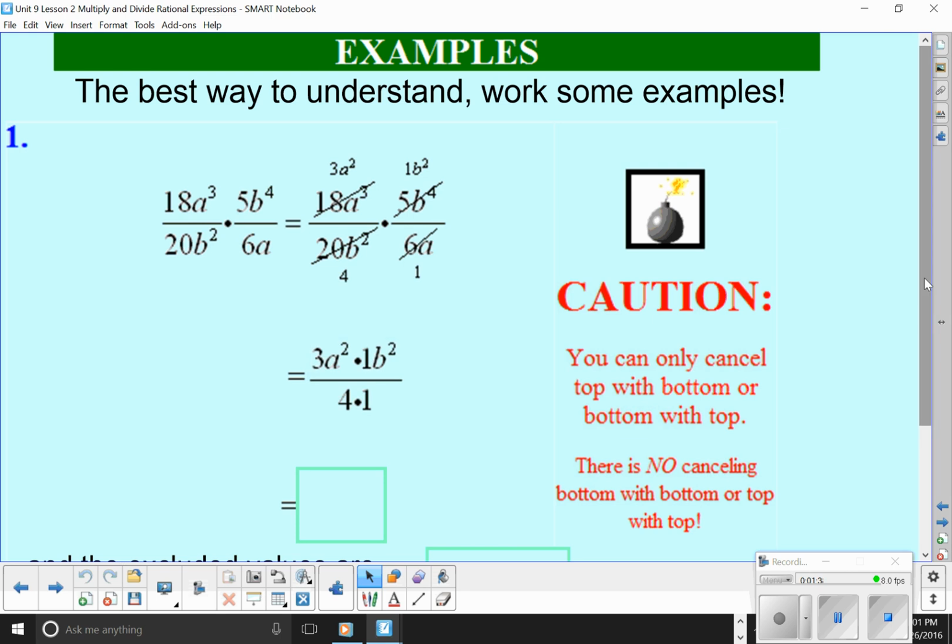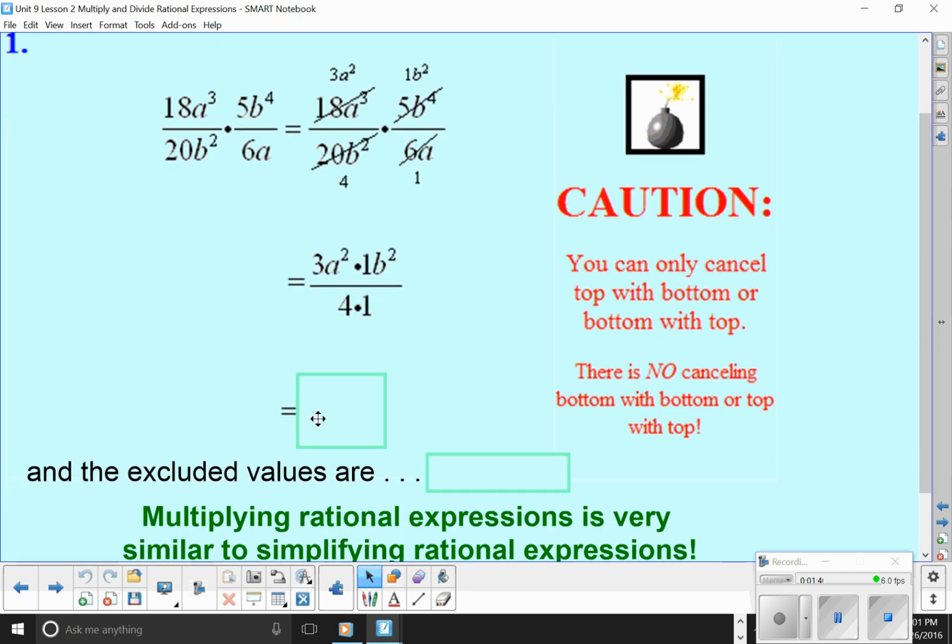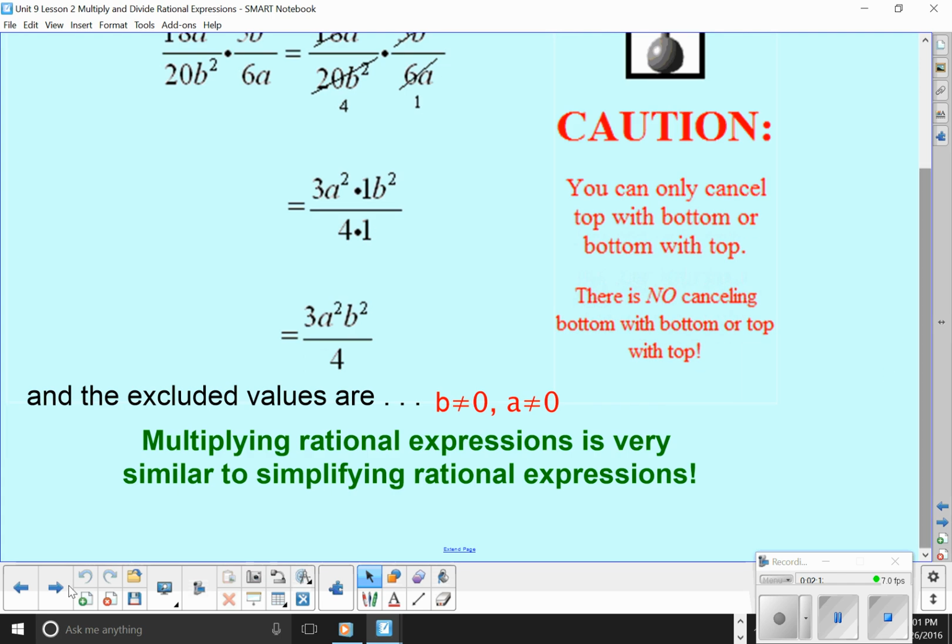Boom. Now I have something a little bit easier. 3a squared times b squared over 4 times 1 is just 3a squared b squared over 4. Now, the excluded values are b does not equal 0, a does not equal 0. Where did I get that from? From the original. Multiplying rational expressions is very similar to simplifying them. Now remember, you can only cancel top with bottom or bottom with top. There's no canceling bottom with bottom or top with top. Okay? It's simplifying a fraction.